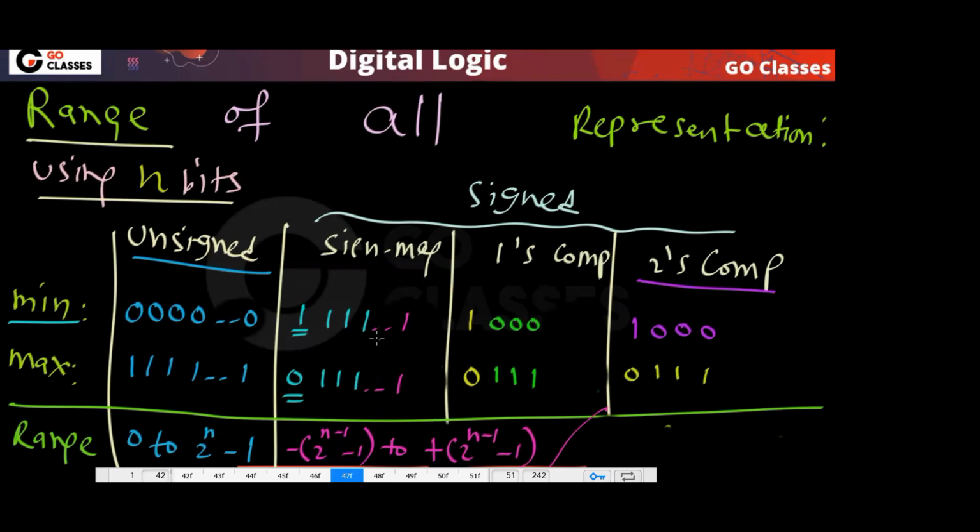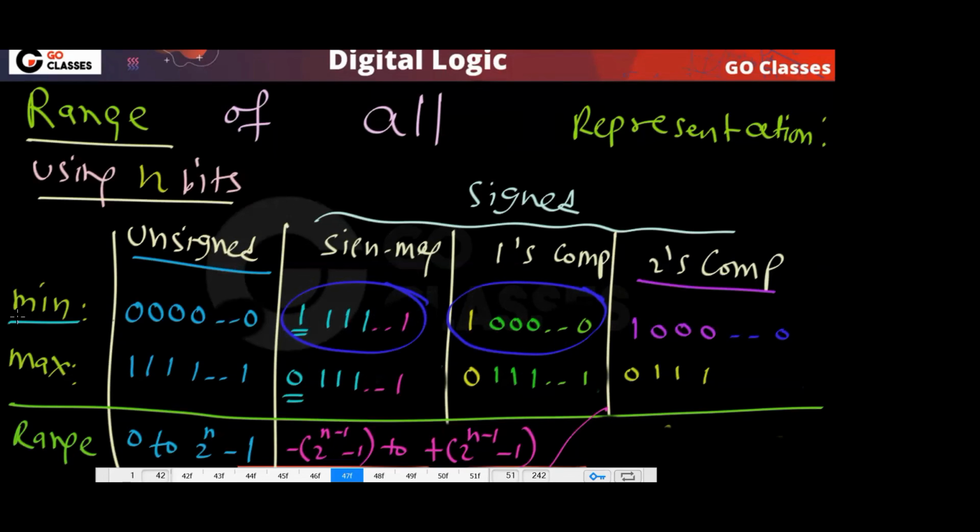But remember, the range is the same. Please understand this point. The range is the same, but you can notice that the minimum number has a different representation in each. This is the difference. For the minimum and for other numbers, they have different representations.